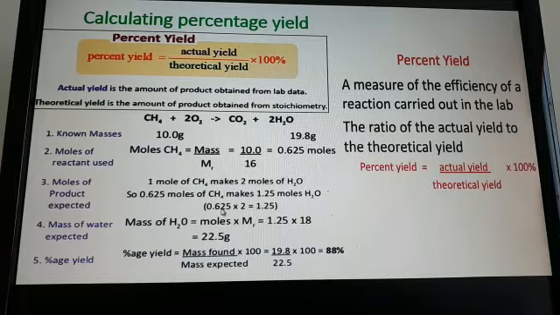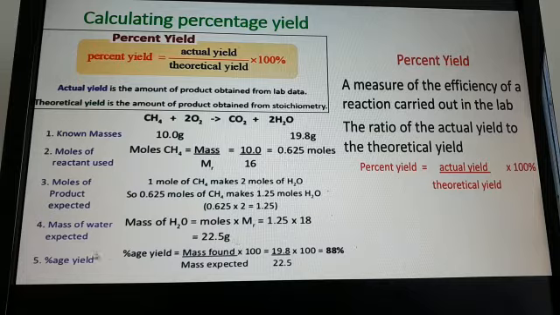And here it is given, 0.625 into 1.25. Mass of water expected: mass of water is moles multiplied by molecular mass. Molecular mass of water is 18. You know how to calculate this one. Hydrogen, the atomic mass is 1, and 2 atoms of hydrogen is 2 into 1, that is 2, plus 16, the atomic mass of oxygen. 2 plus 16 that is 18. So moles multiplied by the molecular mass, you will get 22.5 gram.